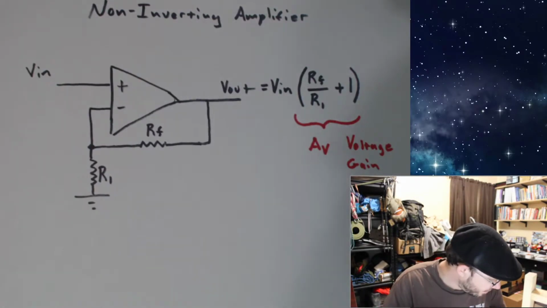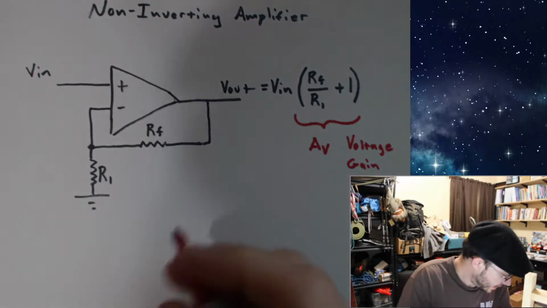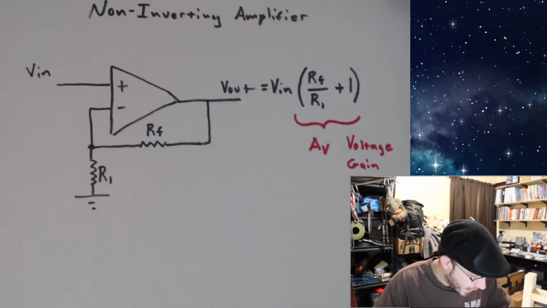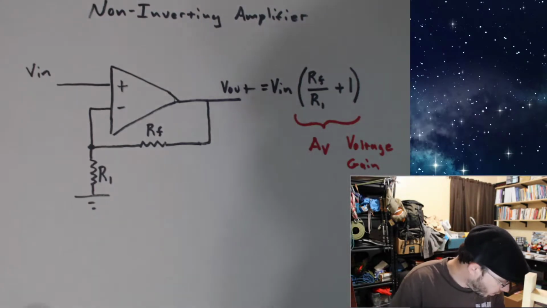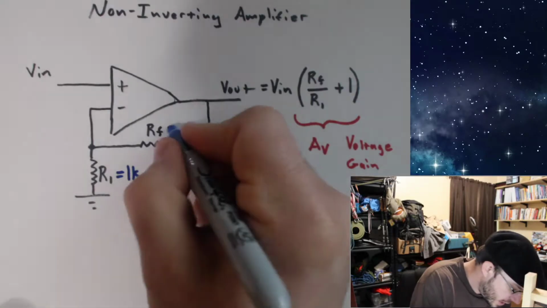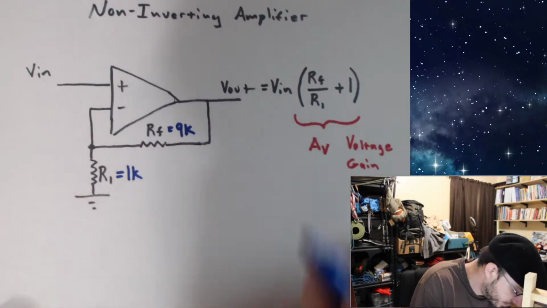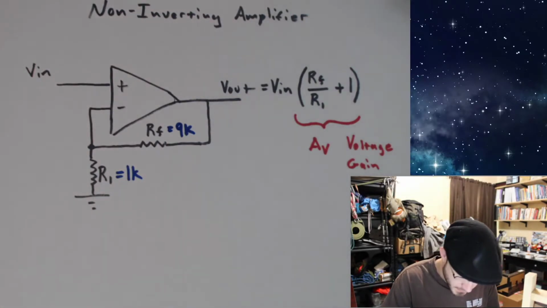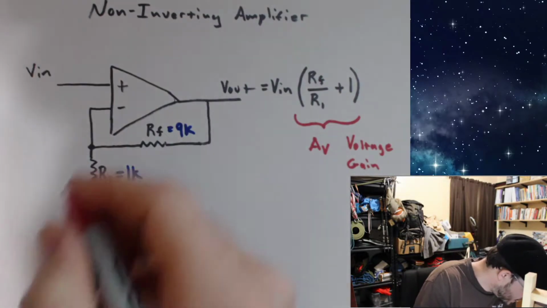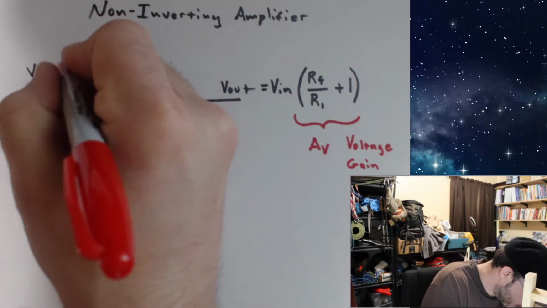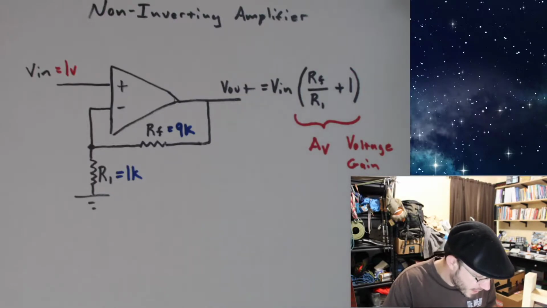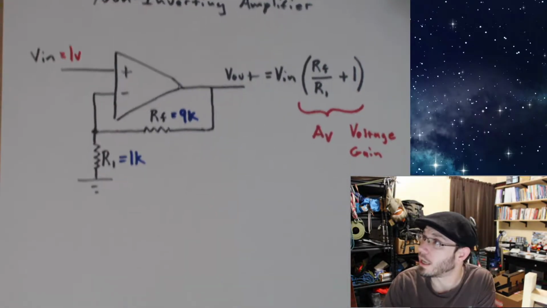And for example, let's go ahead and let's give ourselves some values over here. So I'm going to make R1 equal to 1K, and I'm going to make RF equal to 9K. And let's give ourselves some voltage input. Let's make this 1 volt. Okay, so what's going to be the output from this amplifier, from this op-amp circuit?